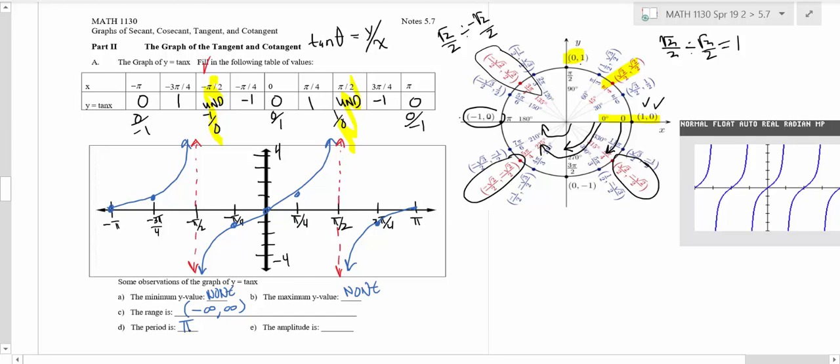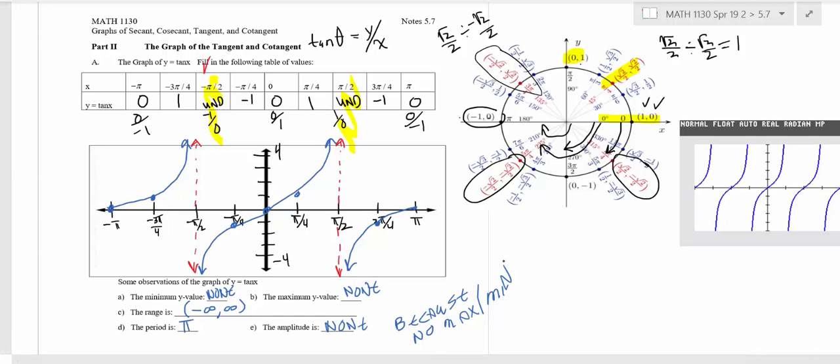The period is pi, and again, this goes like this. I usually think of the period of a tangent as starting at an asymptote, so 1, 2, 3, 4, 5 key points. The distance from negative pi over 2 to pi over 2 is pi units, so the period would be pi. And then the amplitude, we don't have one. It's none because there's no max or min. The only thing you're going to have an amplitude on is the sine and cosine. Everything else is going to go to infinity in both directions, the y values do.